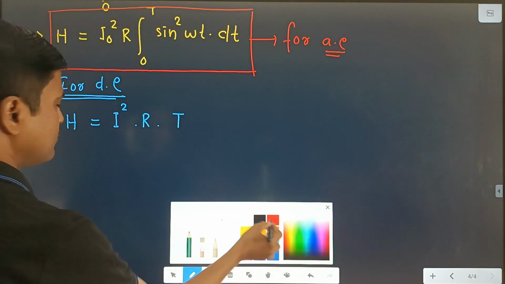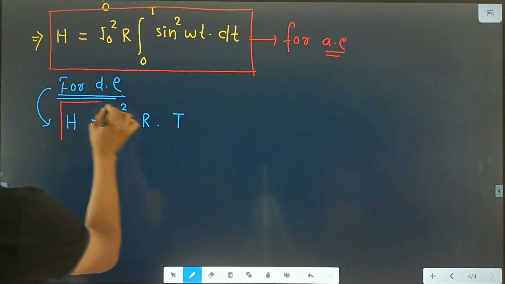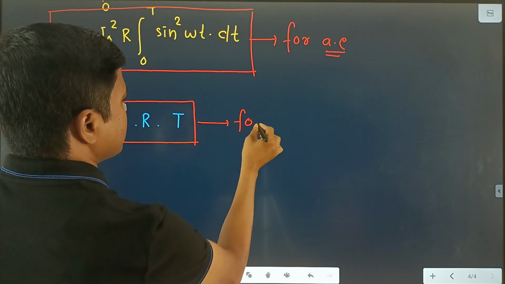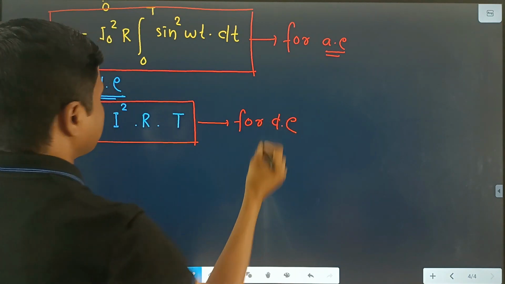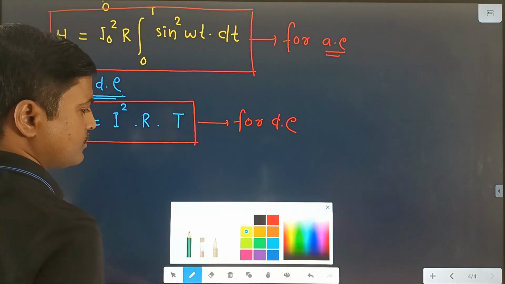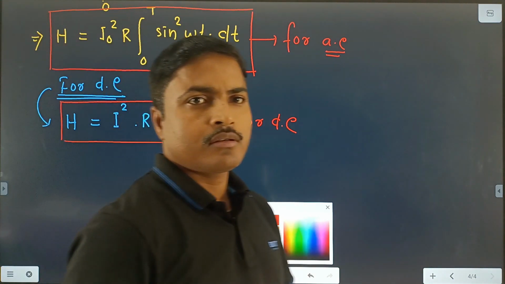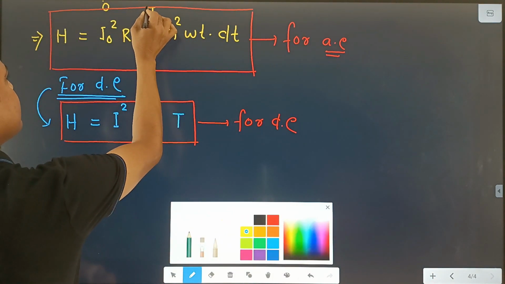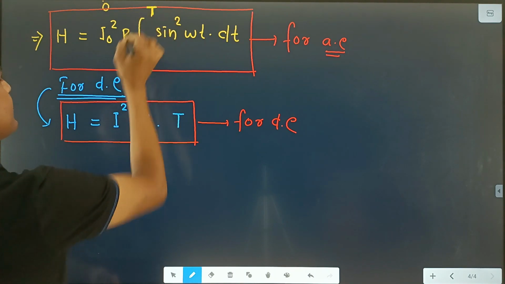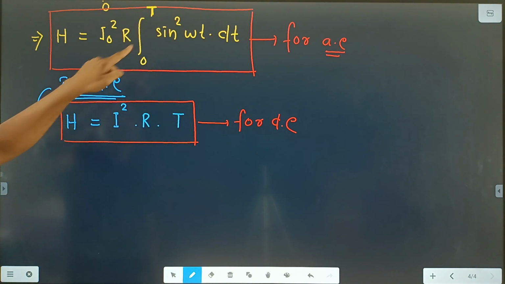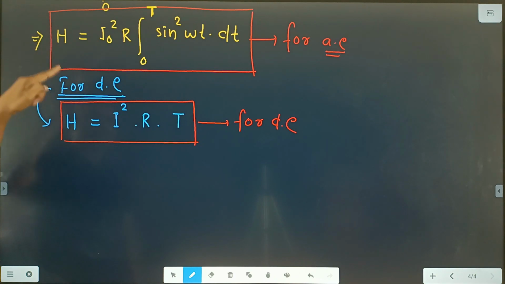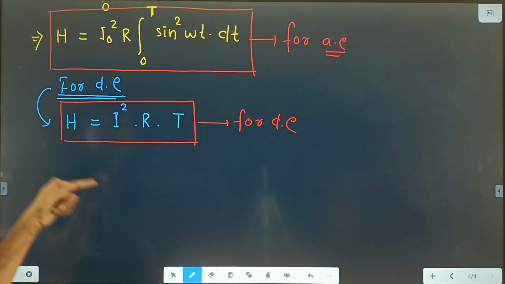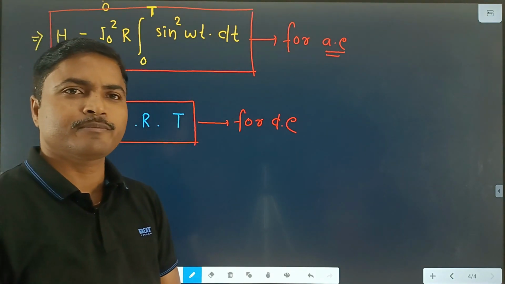This is the expression of heat produced when direct current is there. We write this is for direct current. Clear? That means when alternating current is there for time capital T, heat produced, that is H, and when direct current is there for the same time t, heat produced, that is also H.